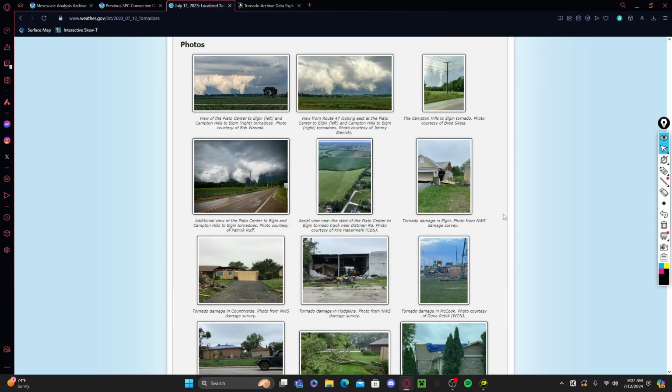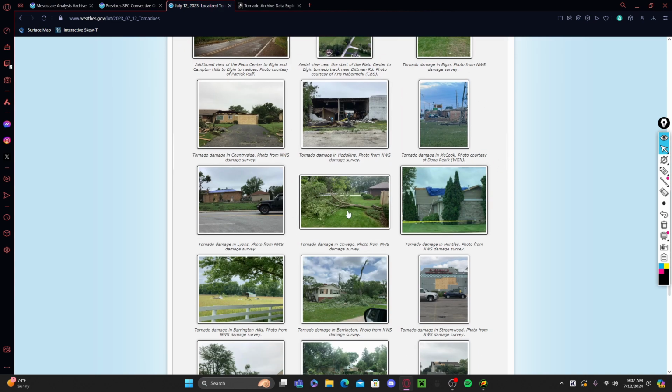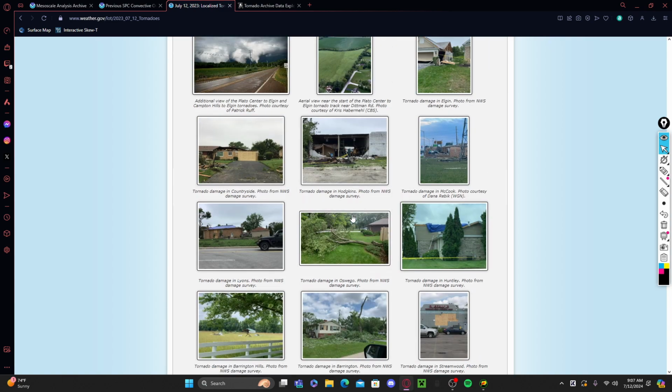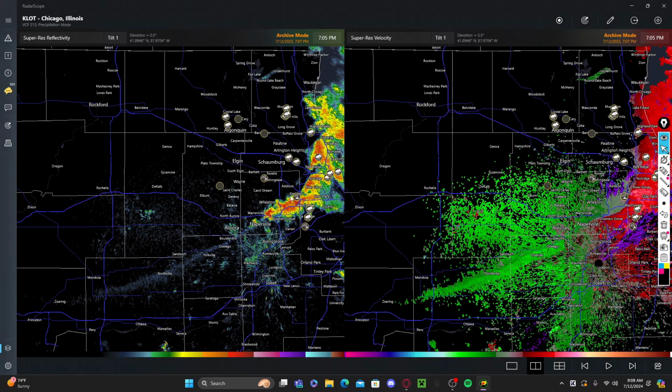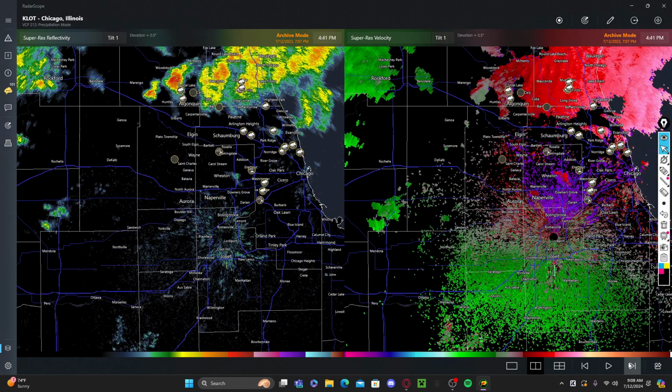Damage tracks are also interesting. And you see the damage here. Nothing incredible, but some decent damage. Definitely not a good thing for obvious reasons. There's another picture of that Elgin tornado as well. Go back and find that Elgin tornado now.